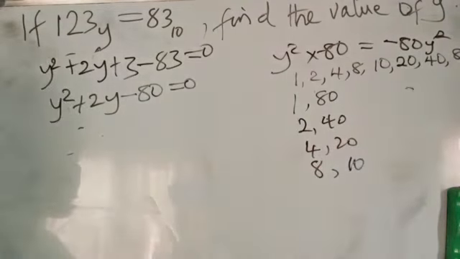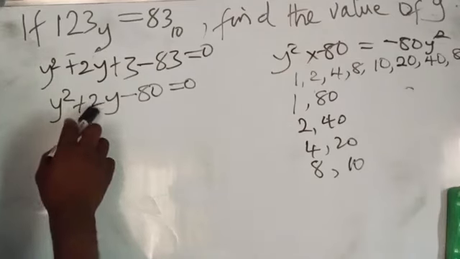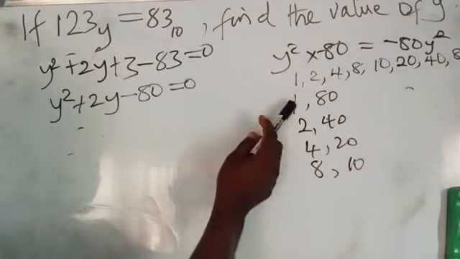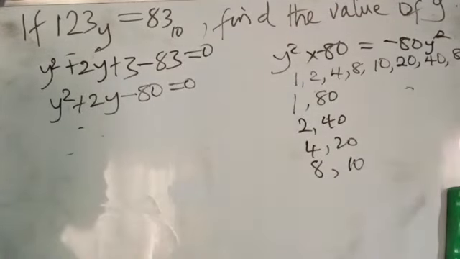Are you getting it now? That is this 80 here. If you multiply it, it is going to give you this minus 80y squared. And if you add it or you subtract it, it will give you this middle term, which is this plus 2y. So now, if we pair this 1 and 80, 1 times 80 is 80, good. We agree with that, it will work.